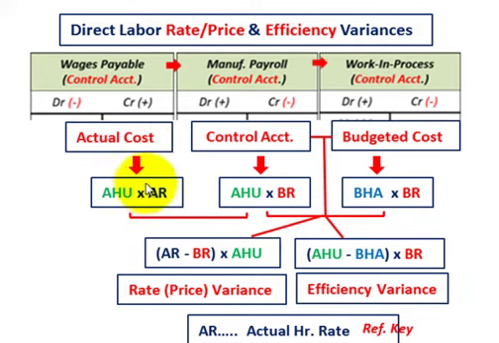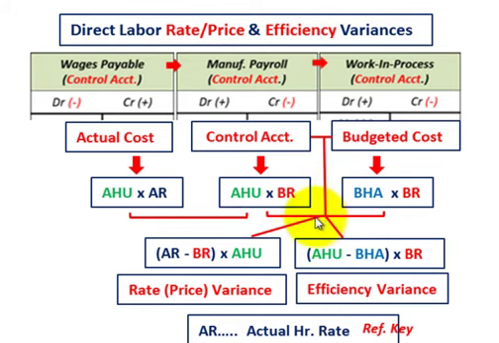Actual cost was the actual hours used times some actual rate. The control account, that was really that flexible budget amount. That was actual hours used times some budgeted rate. Actual hours from our wages payable, budgeted rate from our work in process control account. And then the budgeted cost that goes into the work in process is your budgeted hours allowed times the budgeted rate. And just to understand, the variances really happen between the payroll account and the work in process, because you have to know the actual hours used.